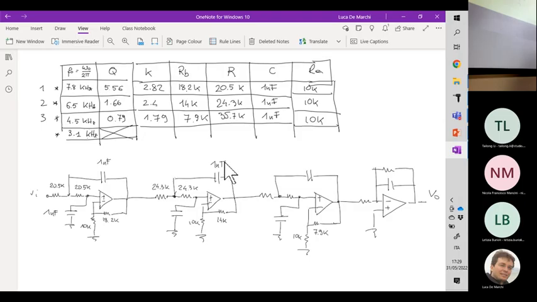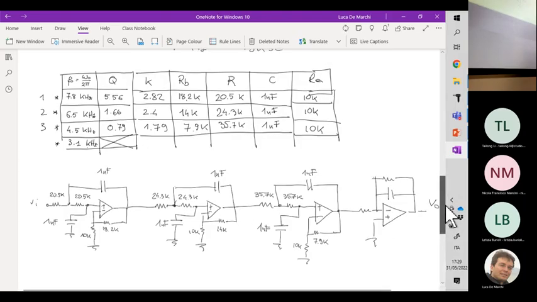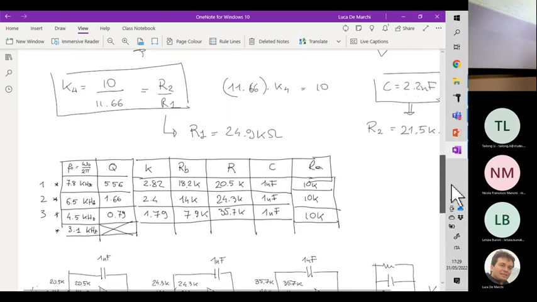Well, speaking of which, 1 nanofarad for all the stages. Then we have these two resistors which are equal to 35.7 kilo ohm. And this concludes the implementation of the second order transfer function.